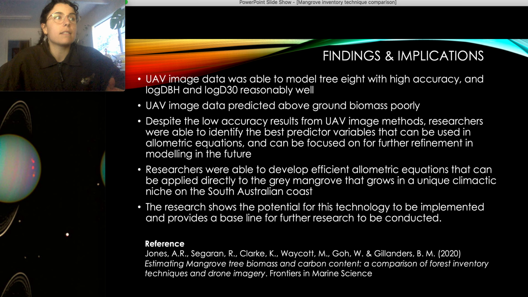And there is little existing data on the South Australian Avicennia marina because it's protected. So the access to these trees enabled researchers to build upon the existing knowledge and to develop efficient allometric equations that can be applied directly to A. marina that grows in the unique climatic niche on the South Australian coast. The research shows the potential for this technology to be refined and implemented and provides a baseline for further research to be conducted. And that's the reference there.